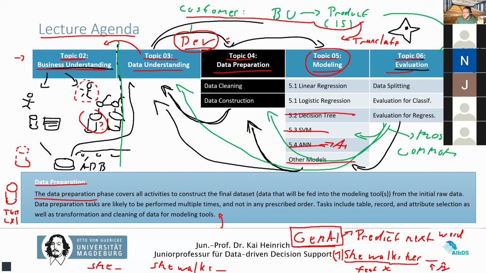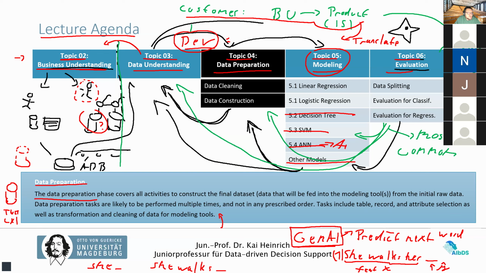So our training data consists of examples like, I'm gonna make it really simple for you. It's not that simple, but the input variable is "she walks her" and the output variable is "dog." Here the input is "she" and the output is "walks." Here the input is "she walks" and the output is "her." So with one sentence from the internet, we already generated three training examples. And now you can imagine, because all we need is text, we don't need to label it because it's already labeled.